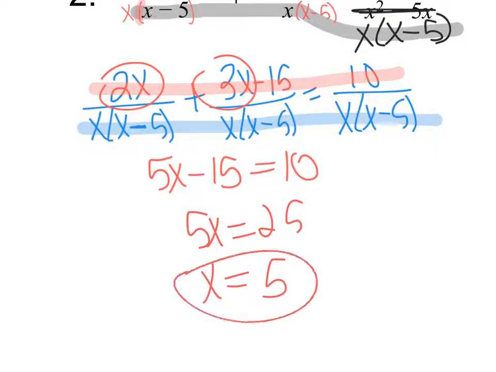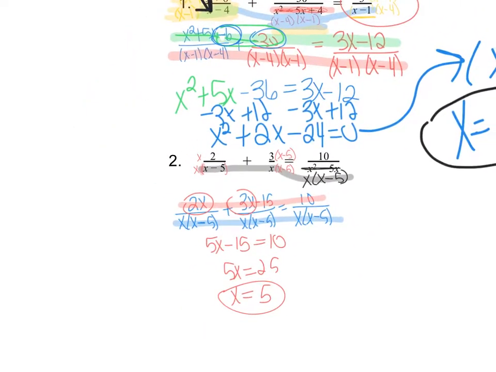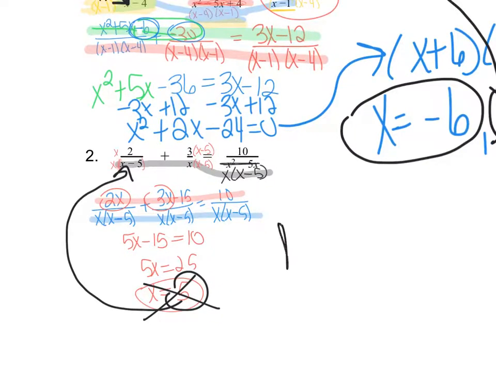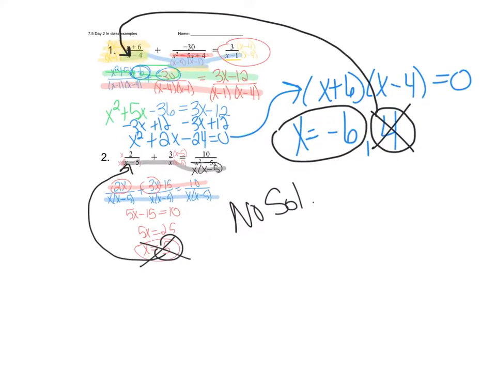So when I go back, always go back and check. I have x equals 5. Well, if I put 5 back into my original equation right here, I get 5 minus 5, which is 0, which means that's an extraneous solution. And that means if the only solution I got didn't work, there is no solution for this problem. So we can have answers that look like that also.